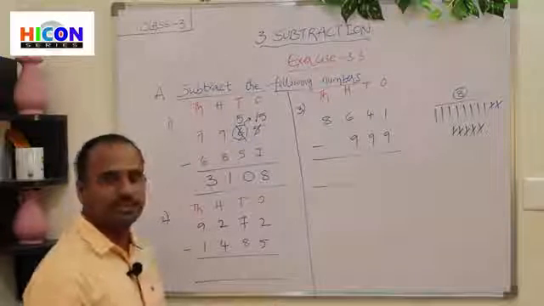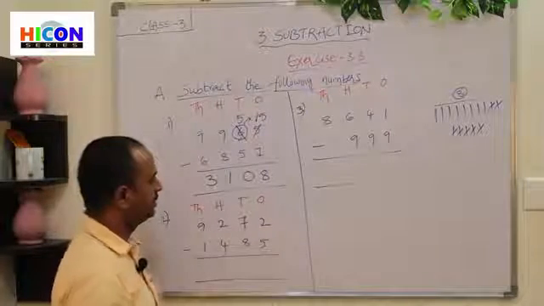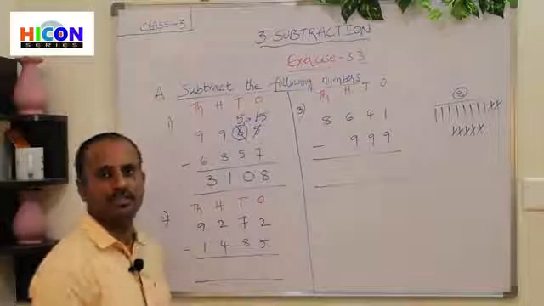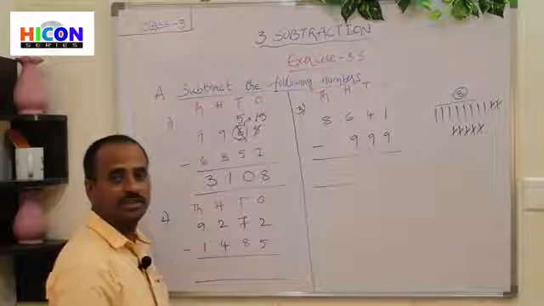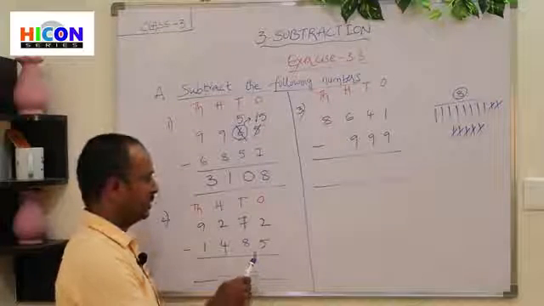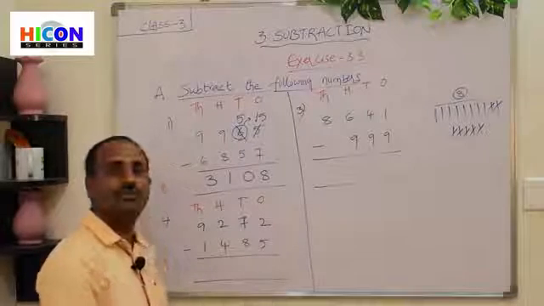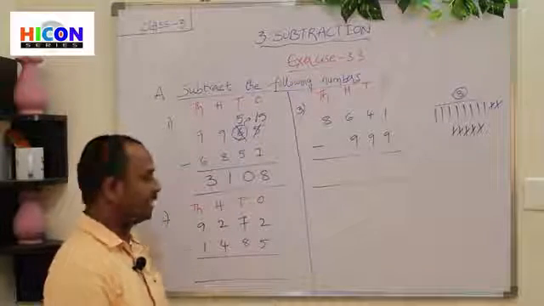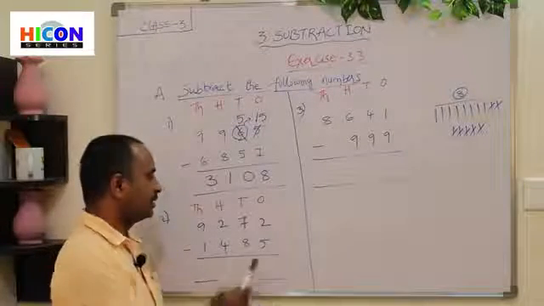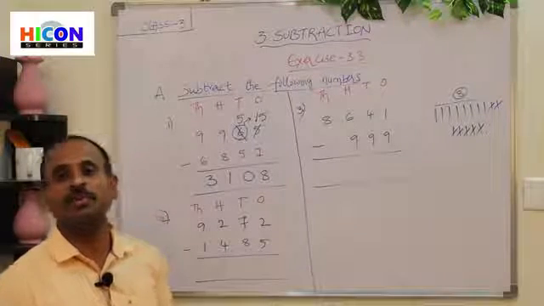So start subtraction from the ones place. What are the digits present in ones place? 2 and 5 are present in ones place. So what is the first number here? 2. And what is the second number here? 5. So subtract 5 from 2. Children, is it possible to subtract 5 from 2? No, because 2 is the smaller number and 5 is the greater number. Then what we have to do? The subtraction is not possible.